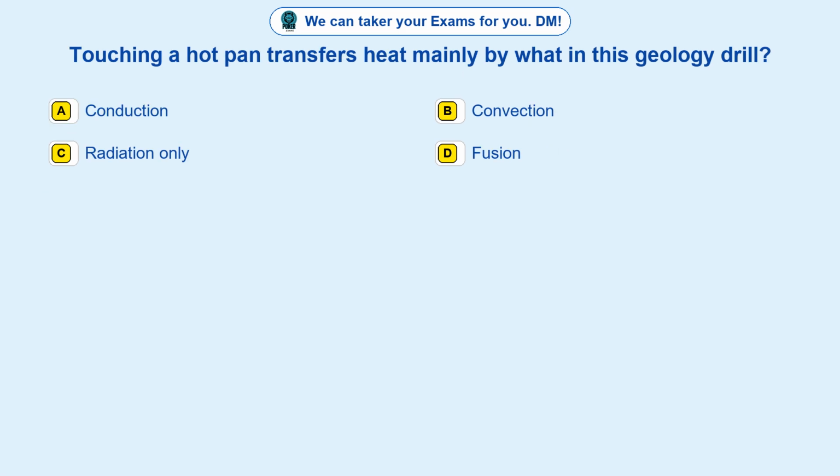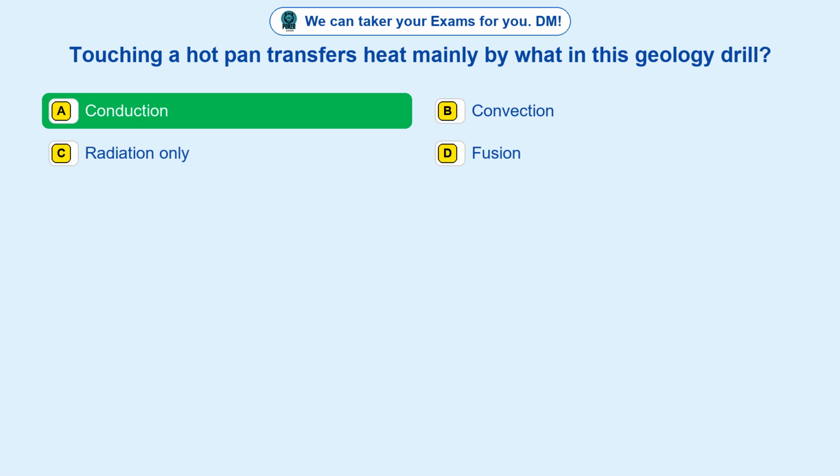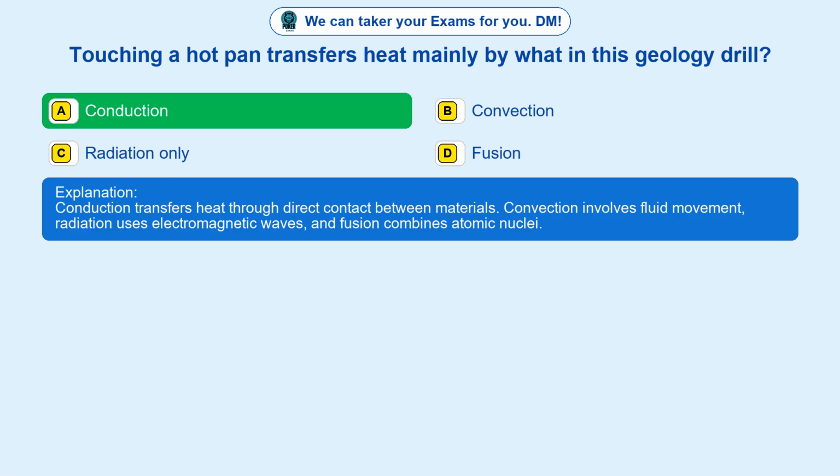Question 75. Touching a hot pan transfers heat mainly by what in this geology drill? Option A, conduction. Option B, convection. Option C, radiation only. Option D, fusion. The correct answer is option A. Conduction. Conduction transfers heat through direct contact between materials. Convection involves fluid movement, radiation uses electromagnetic waves, and fusion combines atomic nuclei.